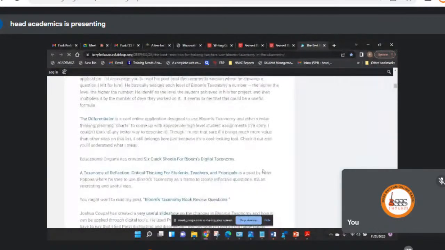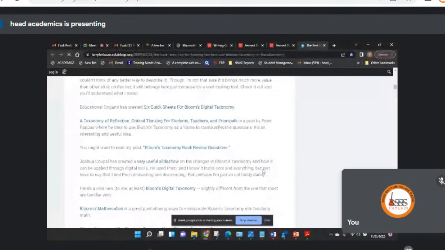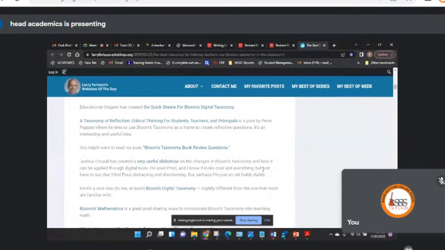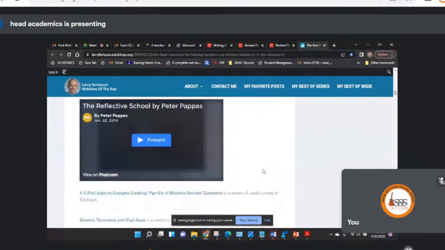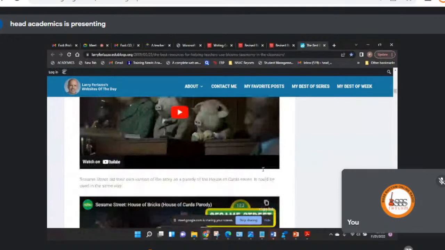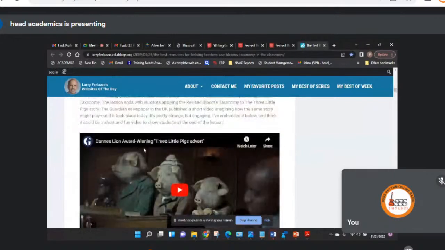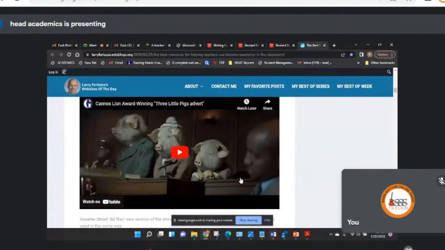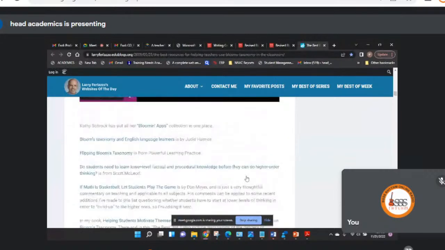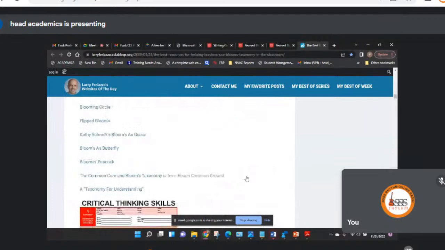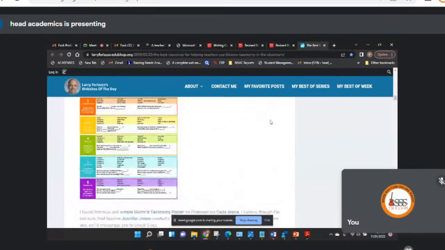And some other resources. Some people have evolved tools for that, rubrics for that. So you can refer to all these rubrics if you are keen on developing a little more on Bloom's taxonomy. For example, this Lion winning the Little Pigs advert, where Bloom's taxonomy verbs are used, the House of Bricks. So people have done so many things on Bloom's taxonomy. You can refer to this.